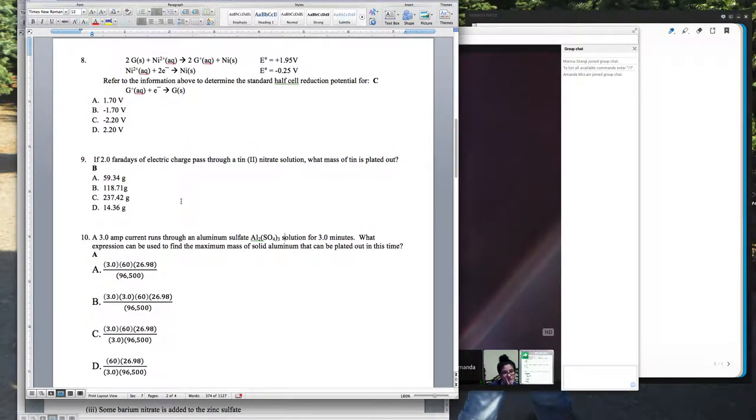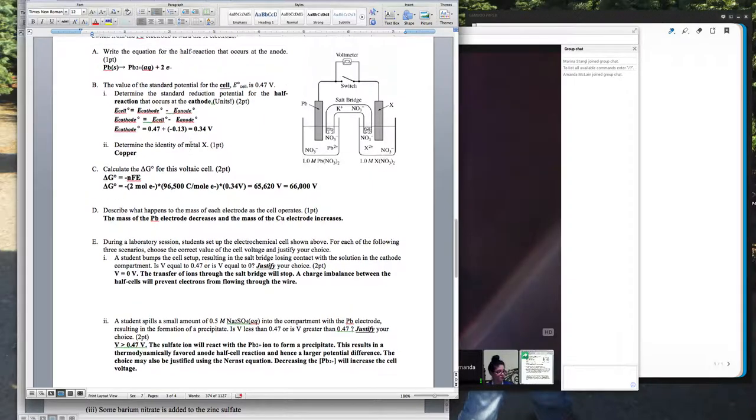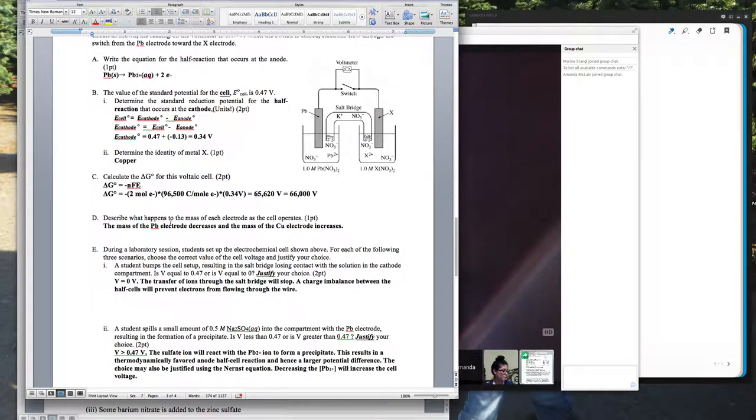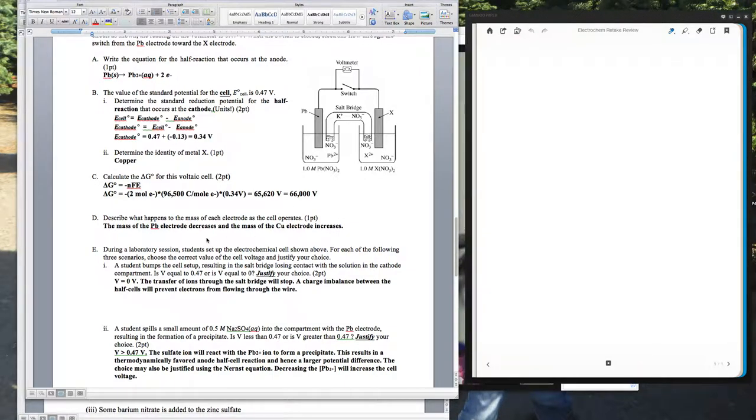I only have one other one that's blank. 1D? 1D on the free response? Yeah, that's another one I haven't done my correction on. And that one's what happens to the mass of each electrode as the cell operates? Mm-hmm. Okay.